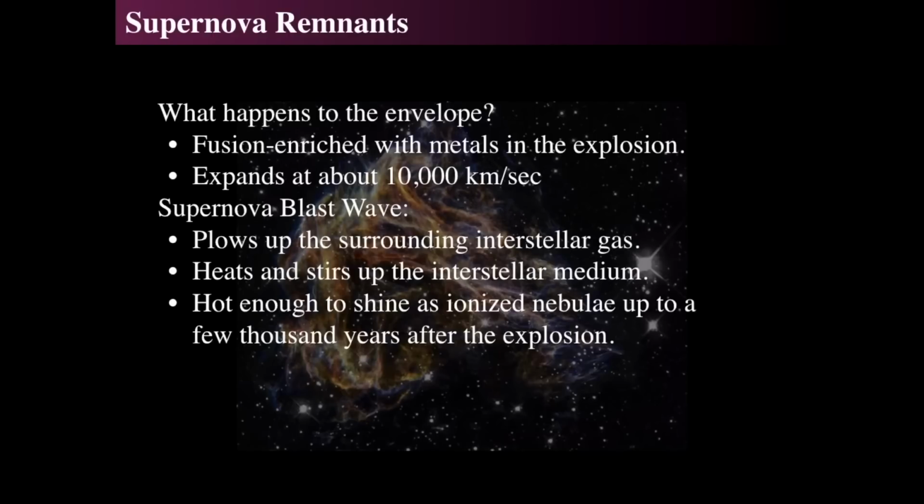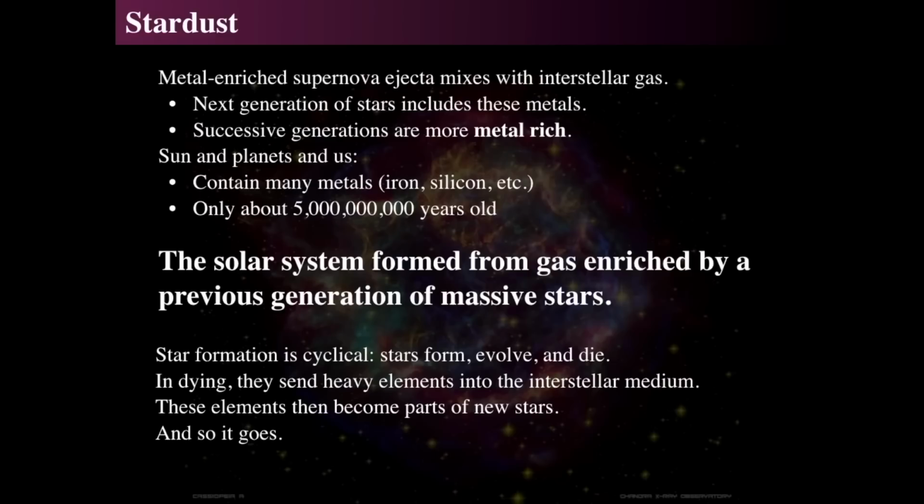And if there is a nebula around it, then the supernova's light can slam into that nebula and illuminate it, like we saw with supernova 1987A. And the blast wave then can plow into the interstellar gas, which is partly created by the supernova itself. And then it stirs and heats up the medium, and it makes it hot enough. And this kind of nebula lasts a couple thousand years after the explosion.